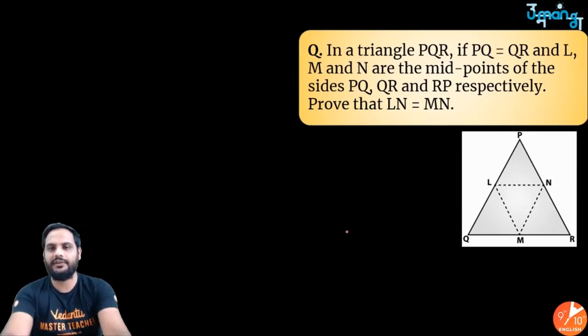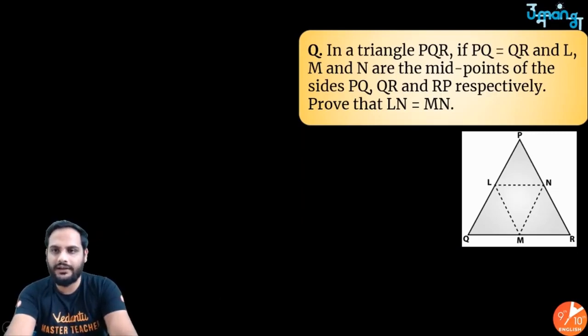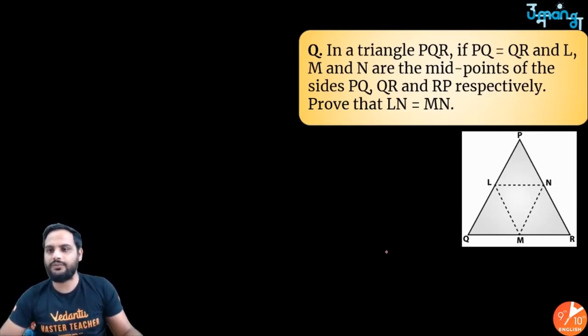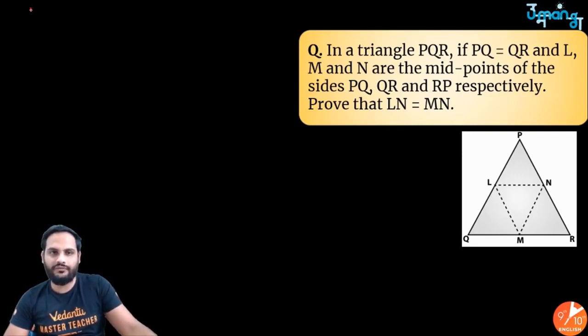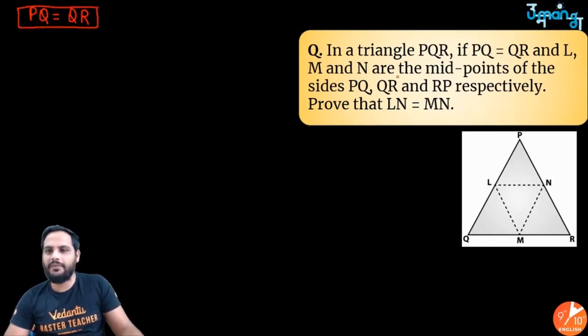Next question, look carefully. In a triangle PQR, PQ is equal to QR. Okay, so lines PQ and QR are equal. So first critical information, PQ is equal to QR. Okay, L, M and N are midpoints of the sides PQ, QR and RP respectively.